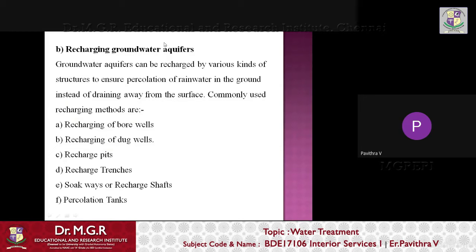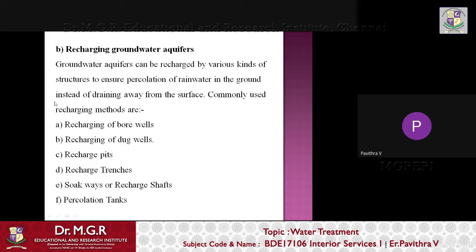So aquifers is nothing but the water that has been stored underground by means of a natural process. The groundwater aquifers can be recharged by various kinds of structures to ensure percolation of the rainwater into the ground instead of draining away from the surface.